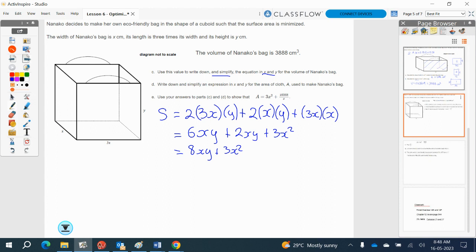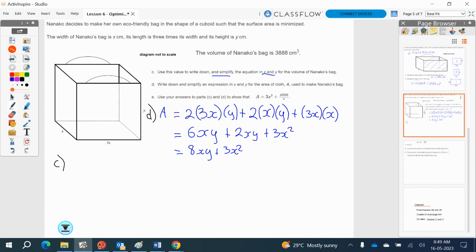So let's see what it says next. Write down and simplify an expression in x and y for the area of the cloth used to make Namco's bag. Oh, I've done that one already. That's an expression for the area. We wanted to call it A. The first one was volume, so write down an expression for the volume.